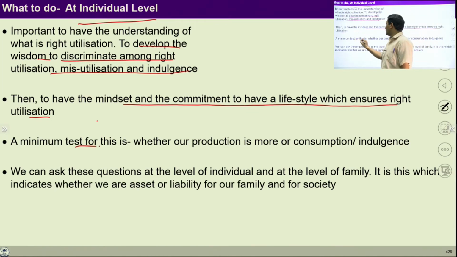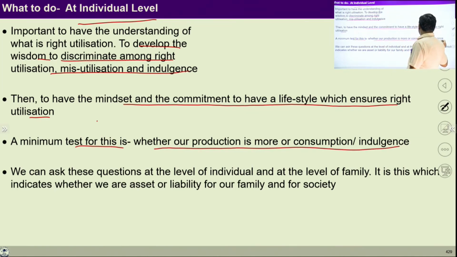Then a minimum test for this is whether our production is more or consumption or indulgence. So this could be a little test. Whether our production is more or consumption or indulgence, you ask yourself. If you do this little exercise, you will be able to find that we are more indulged in consumption. We have adopted a lifestyle where we all indulge in consuming more and more rather than producing more and more, and it is happening because of this lack of wisdom.